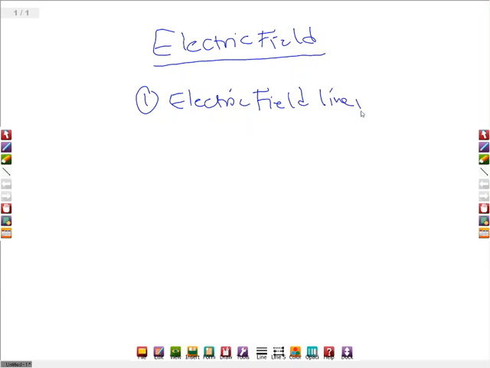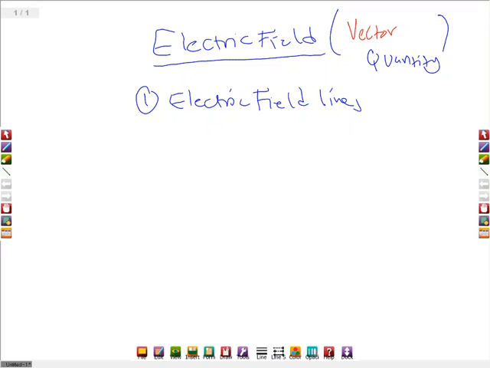Remember, electric field is a vector. You have to be very careful. Vector quantity. Okay? Vector quantity. Right? Now we're good.